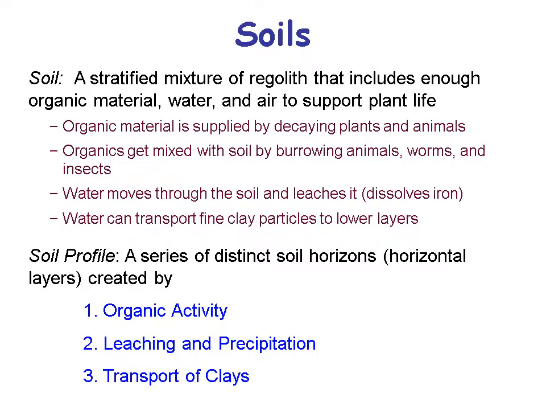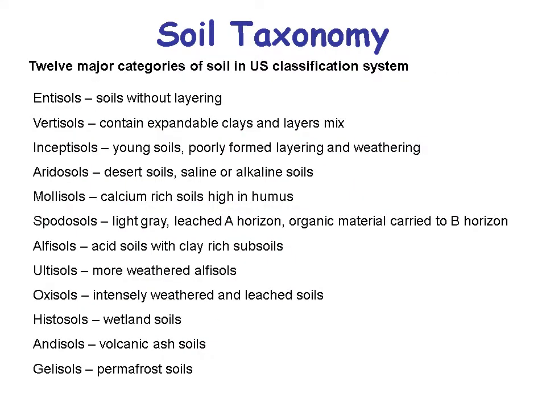And so we get into the next idea of what is a soil horizon. Well, there are horizontal layers in the soil, and what we just talked about creates those horizontal layers. There's organic activity, leaching and precipitation, and transportation of clay. In the United States, there are 12 major categories of soil in the classification system we use here. You're not required to know each of these, but it's important just as a general understanding that there are different types of soils and we can classify them.